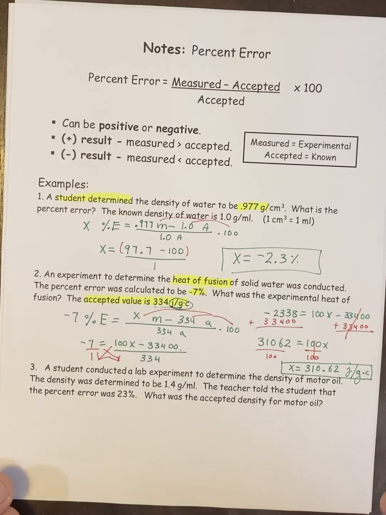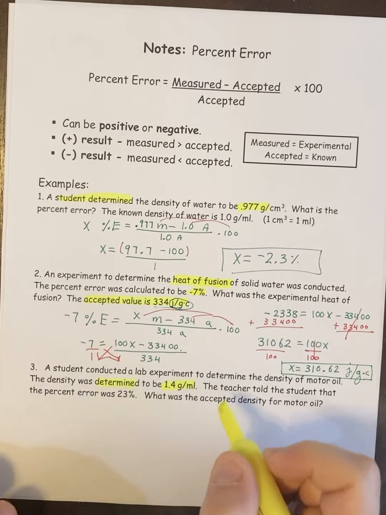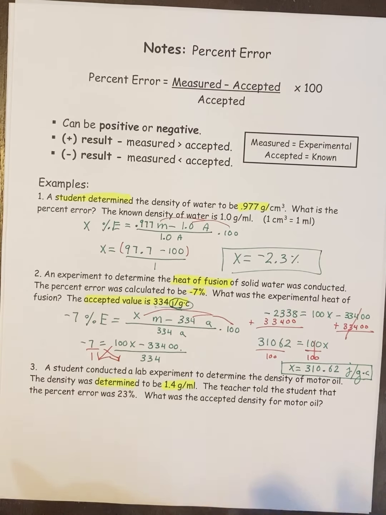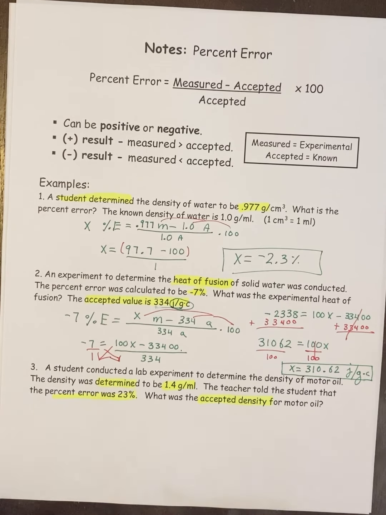So that is your answer and your units, whether you understand them or not. I obviously will explain them when we get to this unit in much more detail. And the very last problem. So in this case, they tell you that the density was determined to be 1.4. So determined, that's a way of saying they did it in an experiment. So that's your experimental. Your percent error is 23, and they want the accepted.